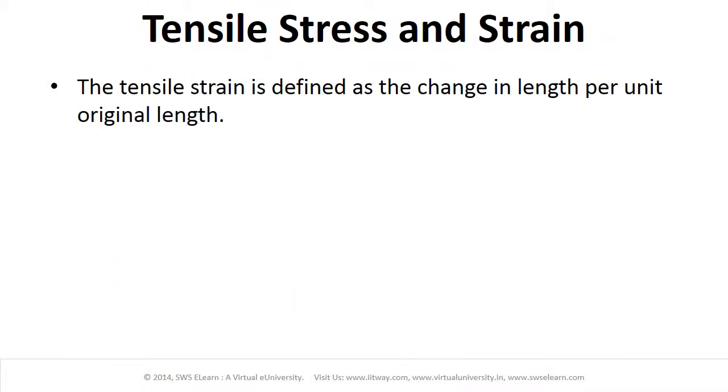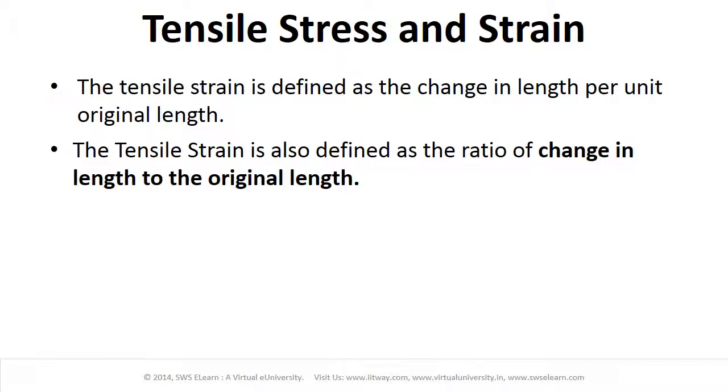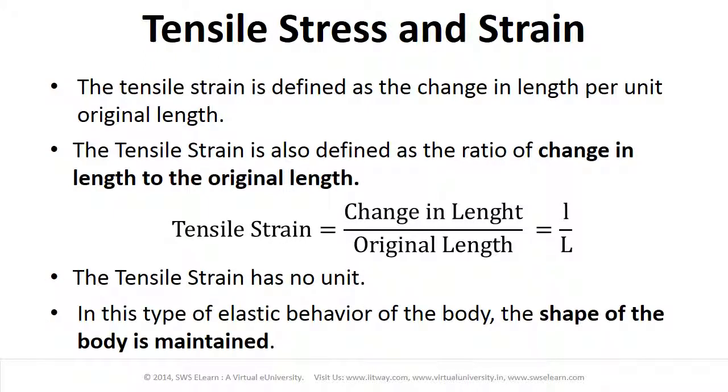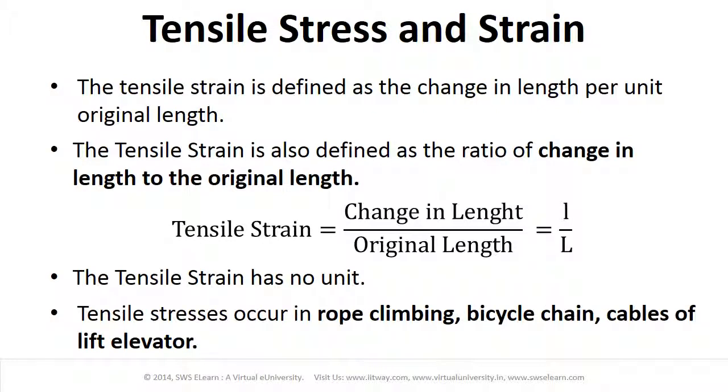The tensile strain is defined as the change in length per unit original length. The tensile strain is also defined as the ratio of change in length to the original length. In the equation form, the tensile strain can be written as tensile strain equal to change in length upon original length, that is equal to small l upon capital L. The tensile strain has no unit. In this type of elastic behavior of the body, the shape of the body is maintained. Tensile stresses occur in rope climbing, bicycle chain, and cables of lift elevator.